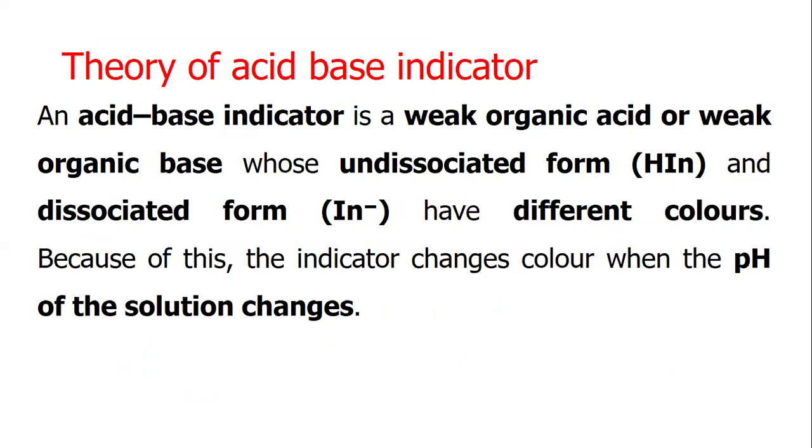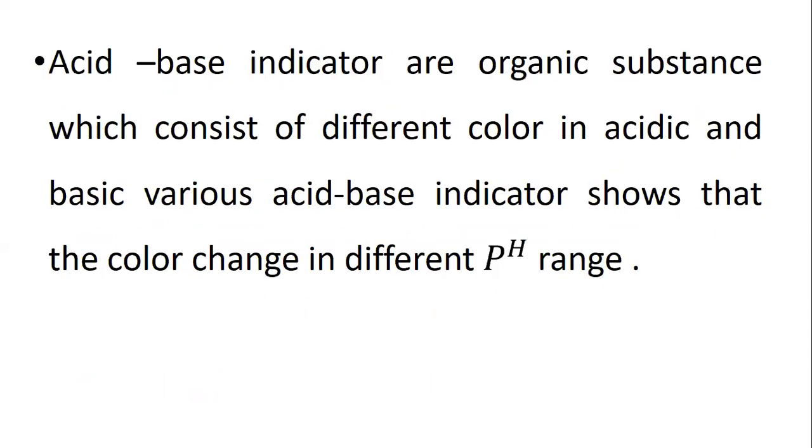Theory of acid-base indicator. An acid-base indicator is a weak organic acid or weak organic base whose undissociated form and dissociated form have different colors. Because of this, the indicator changes color when the pH of the solution changes. Acid-base indicators are organic substances which show different colors in acidic and basic media. Various acid-base indicators show color change in different pH ranges.